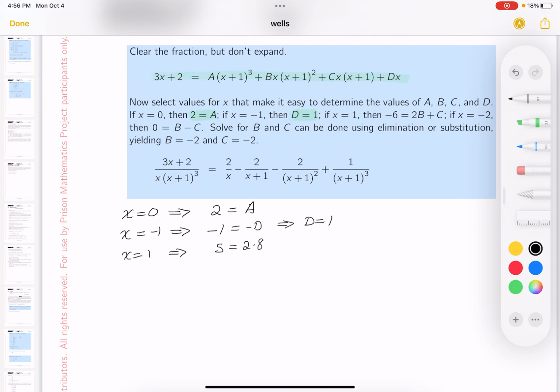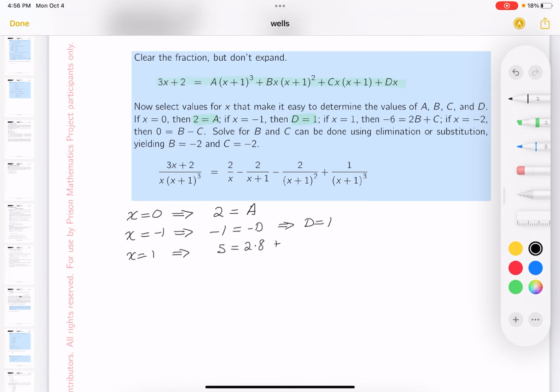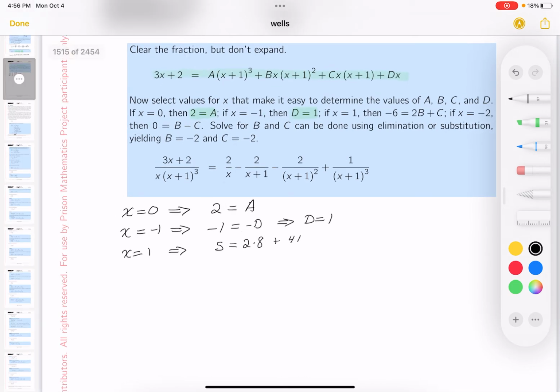Let's do the next term. What's it going to be? Well, I'm going to get b times 1, which is b, and 1 plus 1 is 2. 2 squared is 4, so I'm going to get 4b. I repeat that. I'm plugging in 1. 1 plus 1 is 2. 2 squared is 4. 4 times 1 is 4. 4b.